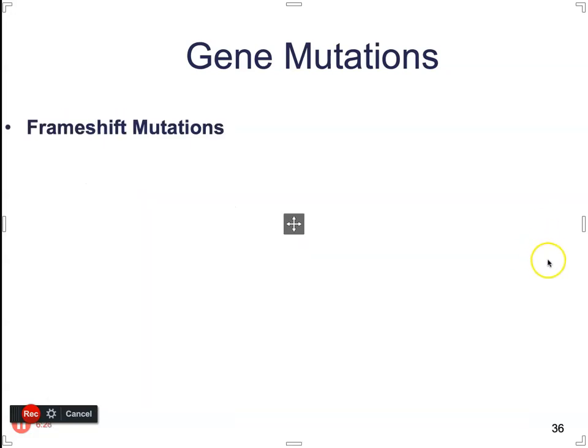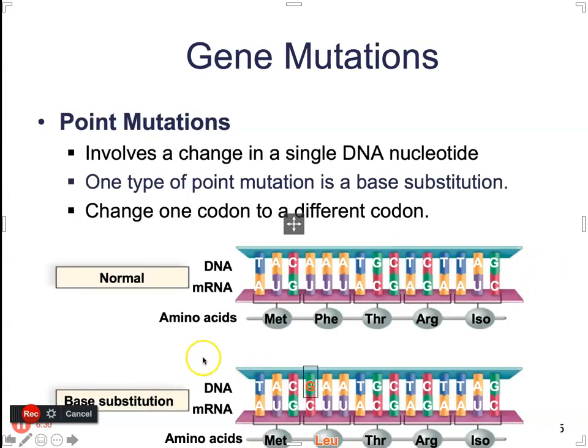Here's an example of what that could look like. If we had a single point mutation where this A gets swapped out for a G, we could see the replacement of phenylalanine with leucine. So the original amino acid sequence is methionine, phenylalanine, threonine, arginine, isoleucine. Now the sequence reads methionine, leucine, threonine, arginine, isoleucine.